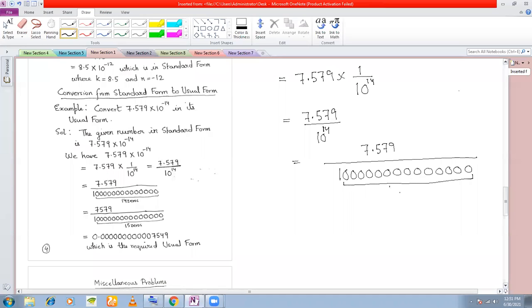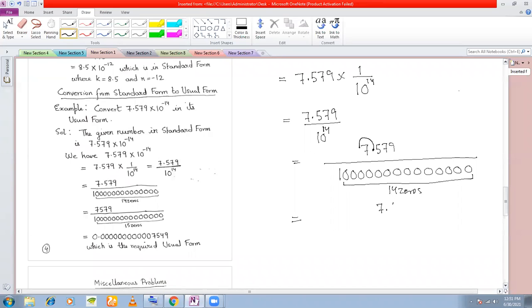This is 14 zeros. Now, if you're dividing a number by 1 followed by 14 zeros, where should the decimal point move? The decimal point should move towards the left. That means this decimal point will now move 14 positions, right? Towards the left. So now we start moving.